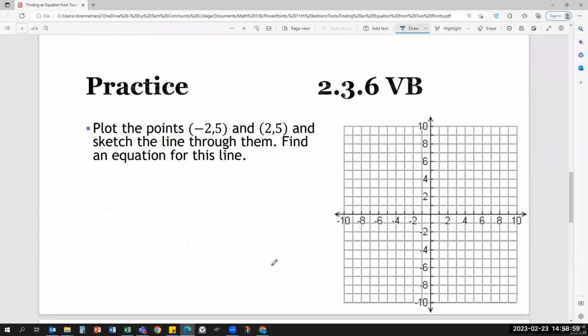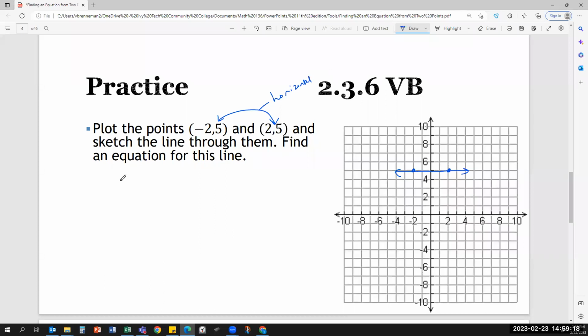Right. Next example, I have the points -2, 5 and 2, 5. If I plot those, I can pretty easily see that's a horizontal line. You might even recognize as soon as you see the matching y values that means it's a horizontal line.